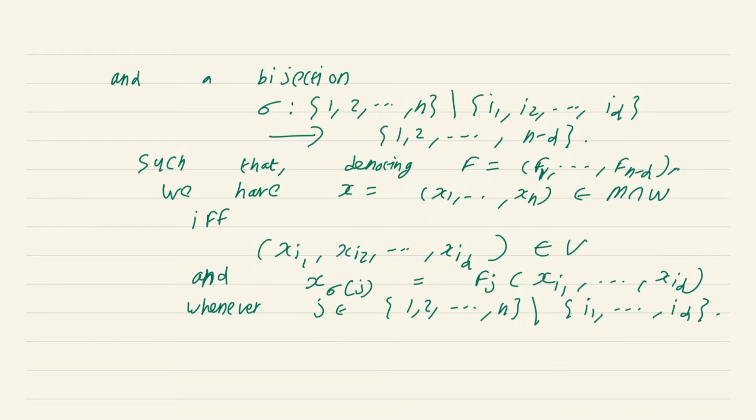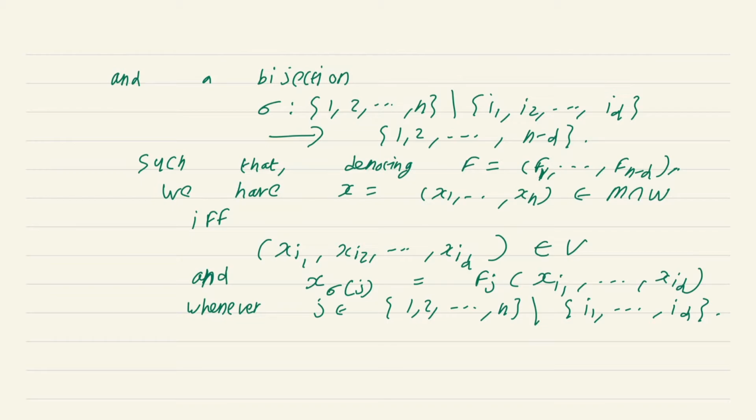Then you have to check that the dependent variables in fact match with the values of the function f, and that you do by checking that x sigma j is nothing but fj of xi1 to xid. Okay, so indeed it is happening that the dependent variables are arising as the functional values of this function f. Therefore this M intersection W is indeed a graph.